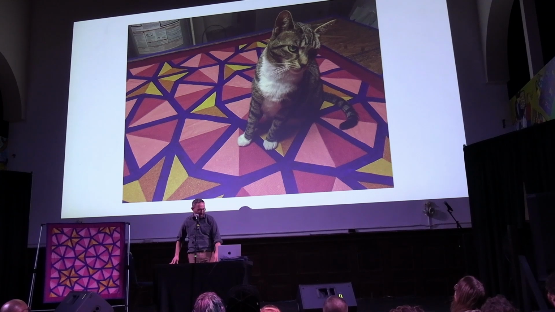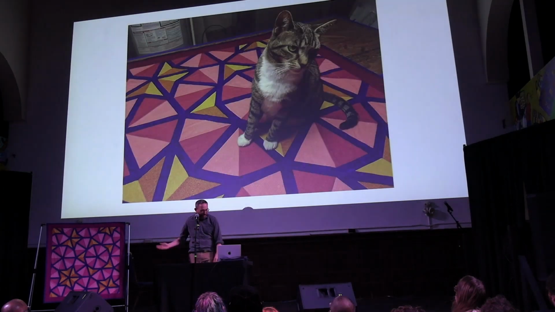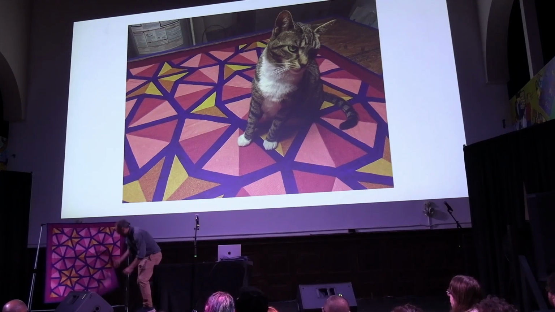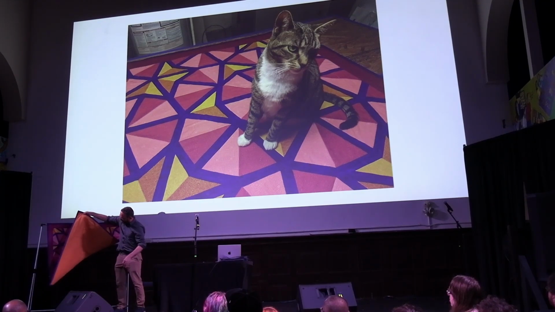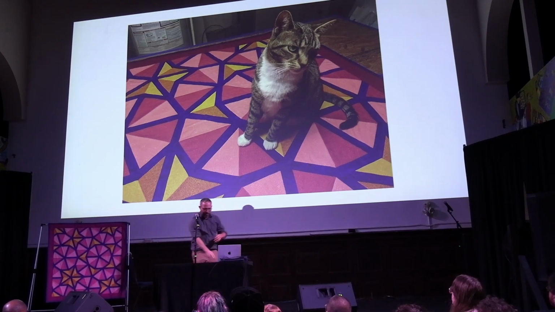And then the cat was the constant presence while sewing the quilt. That's Laverne. So that's basically how that one went together. There's a backside. That's the Penrose tiling quilt.